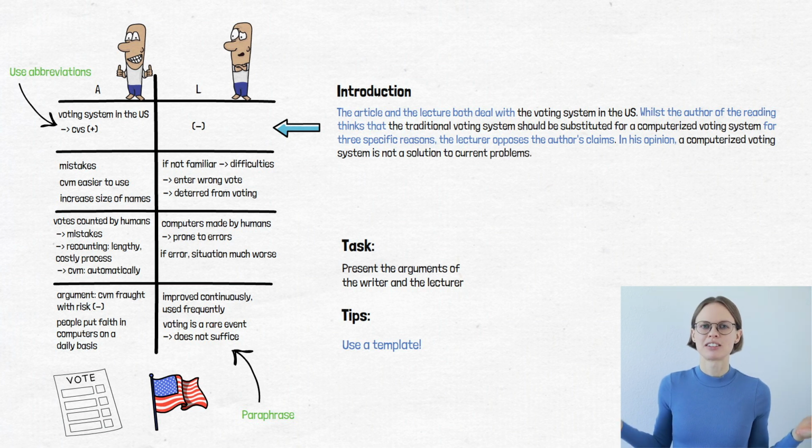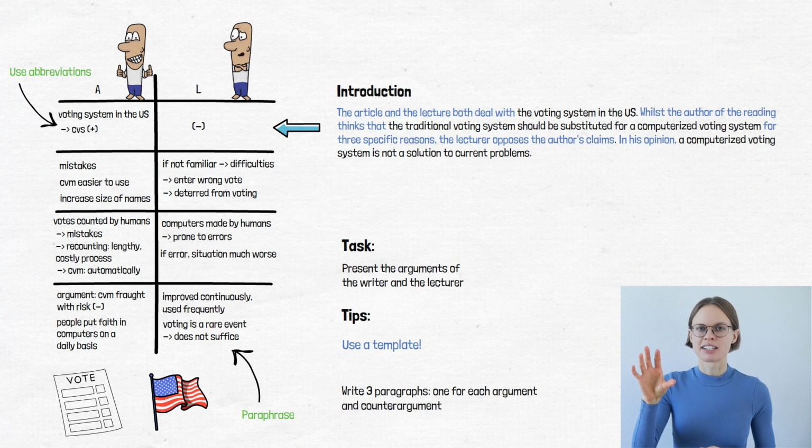In the following, we are going to write 3 paragraphs. And each of these paragraphs contains an argument of the author and the relevant counterargument of the lecturer. And it's very important, guys, that you leave a blank line after each of these paragraphs because this indicates a structure to the reader. When we write our body paragraphs, we will always start with the argument of the author and then we will talk about the counter-argument of the lecturer. Let's start with the first argument of the author.